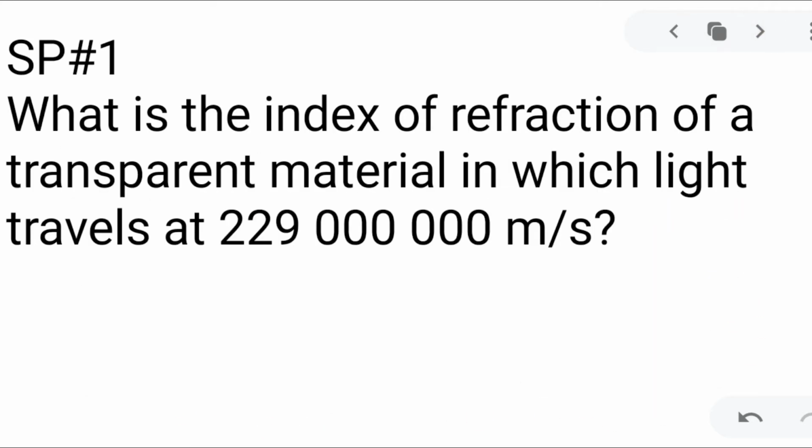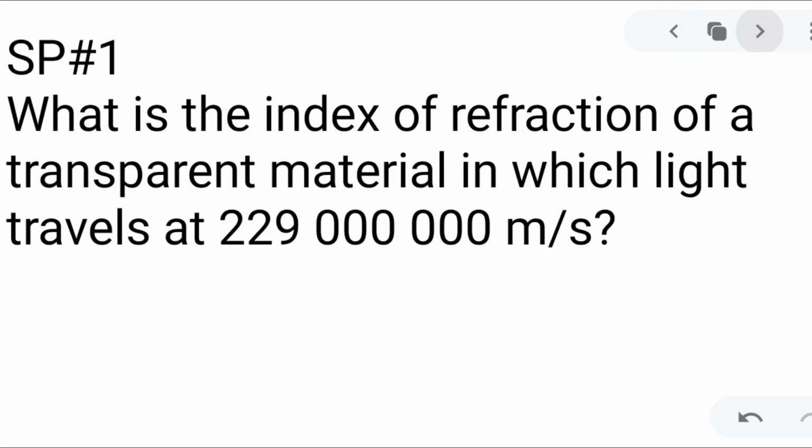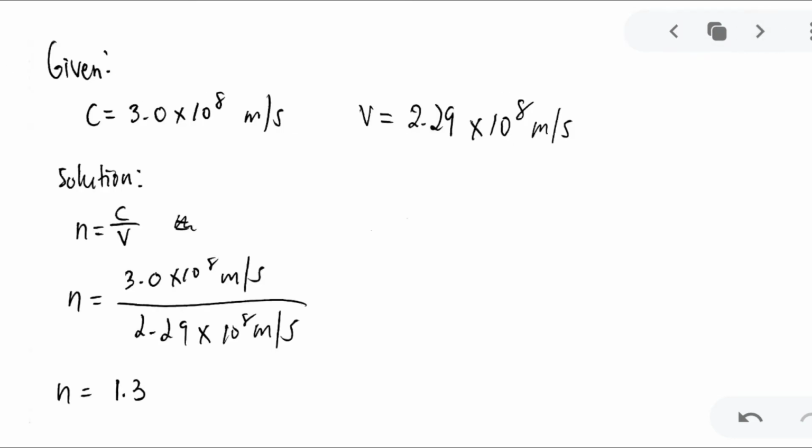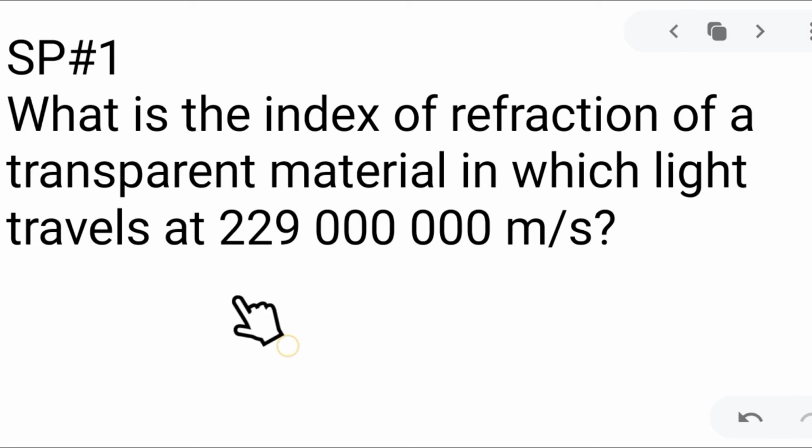Then, for sample problem number 1, what is the index of refraction of a transparent material in which light travels at 229 million meters per second? So, 229 million meters per second is ice. We have here the given values to solve that. We have the speed of light in a vacuum, which is 3.0 times 10 raised to 8 meters per second, and then the speed of light in a given material, which is the ice, is 2.29 times 10 raised to 8 meters per second.